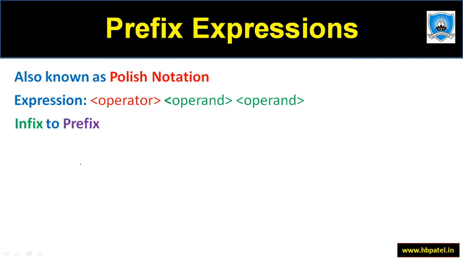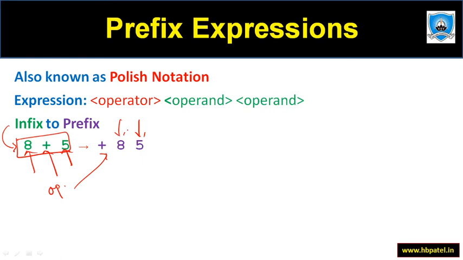Let us try to convert infix to prefix. If we have something like 8 plus 5, we know that this is infix because we have operands on the sides, and in between we have the operator. So the operator would come first and then both the operands. So this is infix and this is the prefix expression. This is a simple example of how the operator precedes the operands.